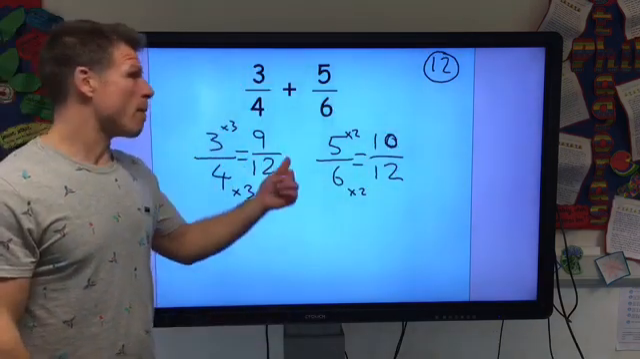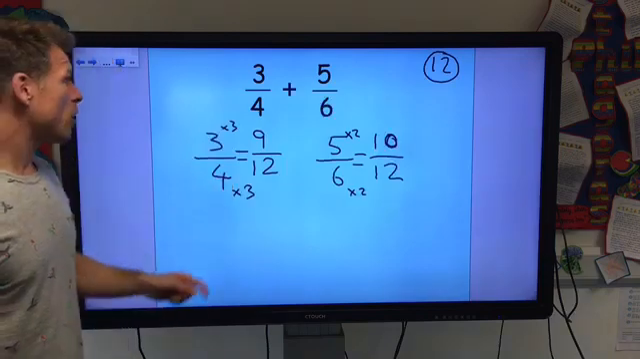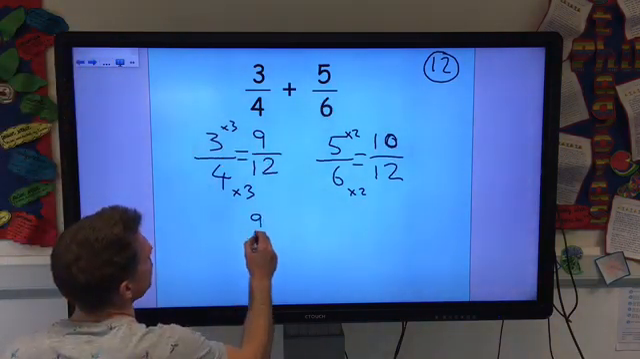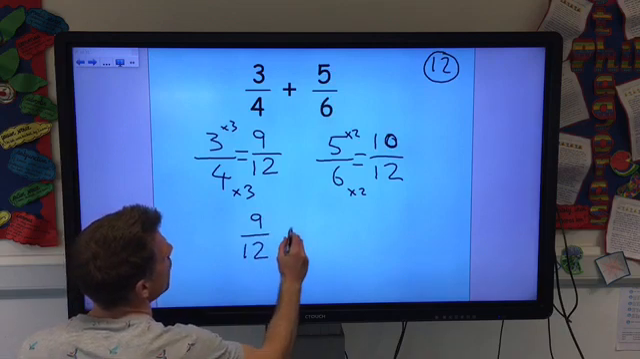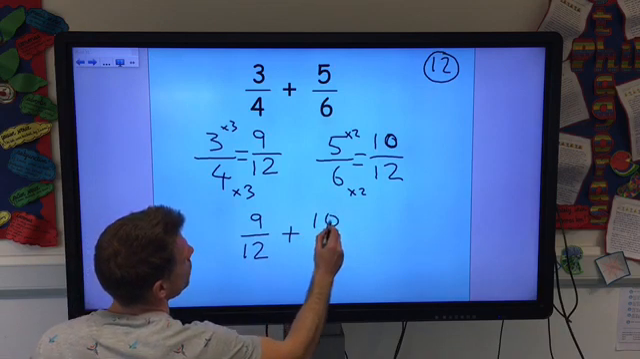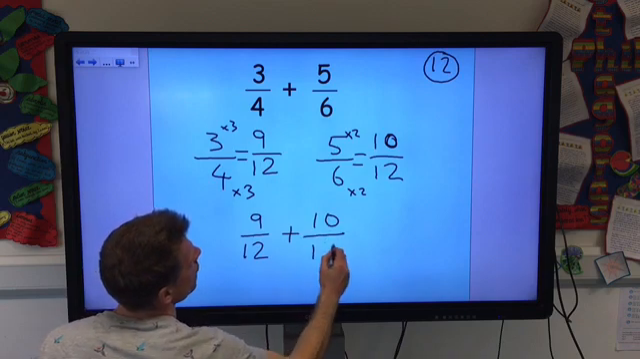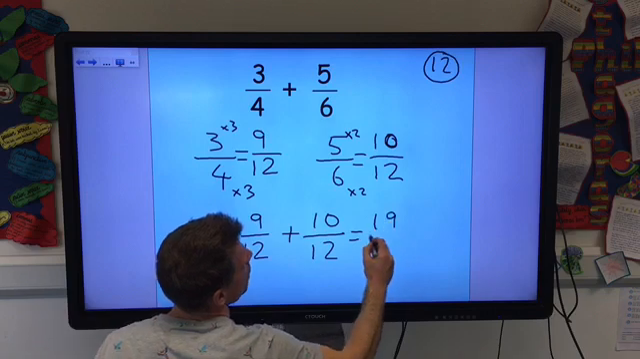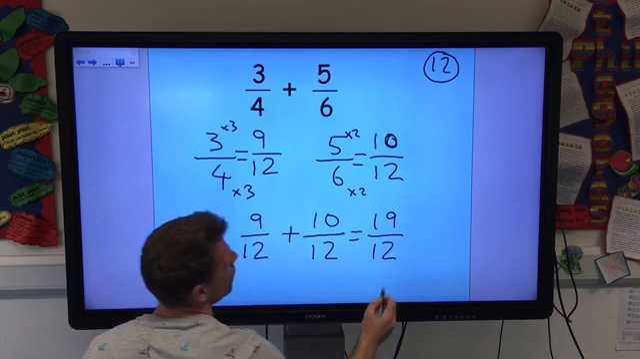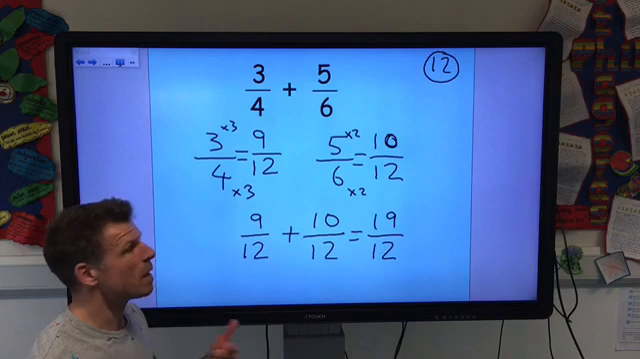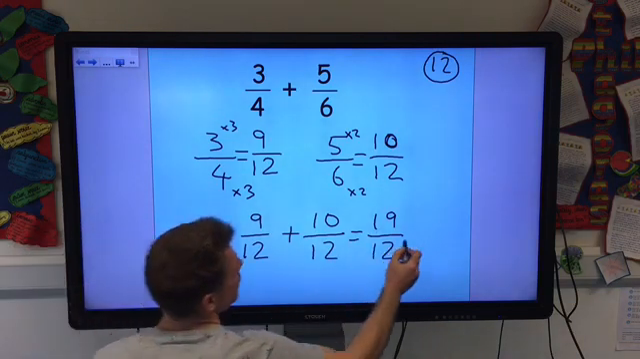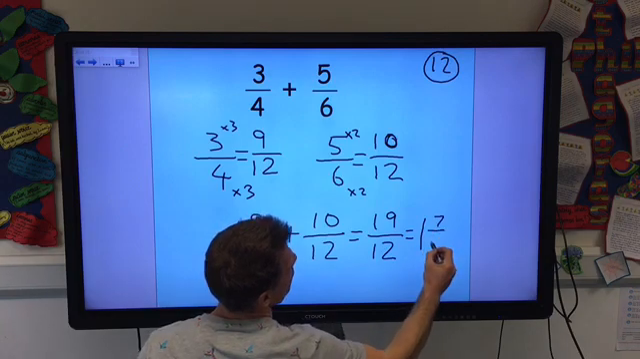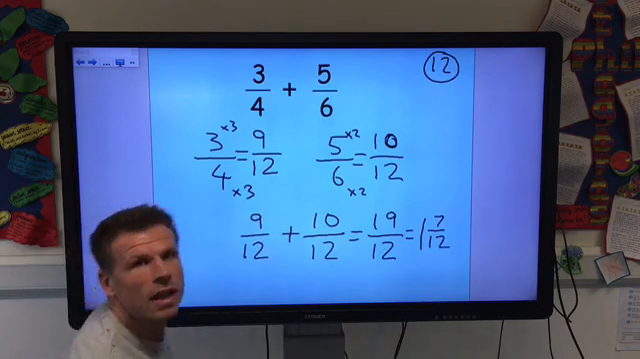Now it's easy, isn't it? Can you remember back to when I added my quarters of pizza? Because I know I've just got to add the numerators. So then underneath I'm going to put 9 twelfths, add 10 twelfths, equals 19 twelfths. And hopefully you can remember, if you're going to turn it back into a mixed number, that 12 goes into 19 once, so that'll be 1 and 7 twelfths as your answer.